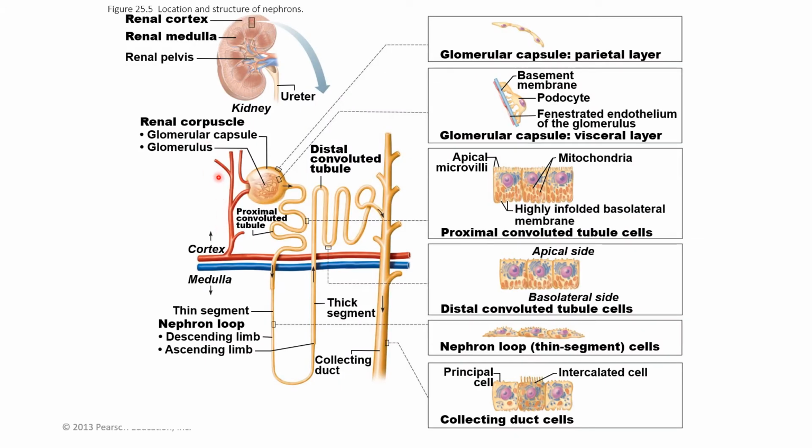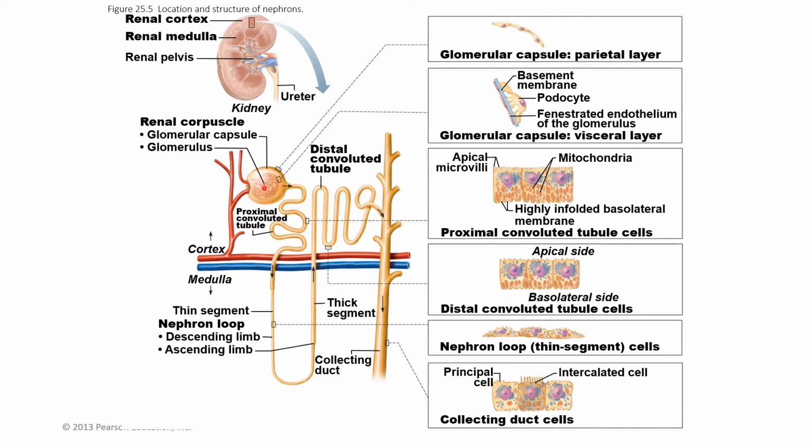So if we go back to this image right here, if you remember, we are right here, okay? So we are up here in the renal cortex and medulla region. The blood is going to enter into the glomerular capsule via the afferent arteriole. This capsule contains the glomerulus, which is basically a bunch of capillaries.